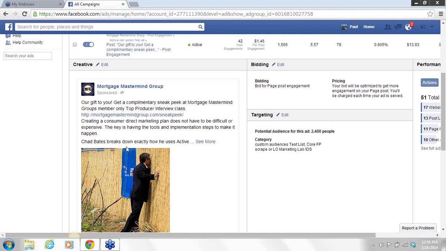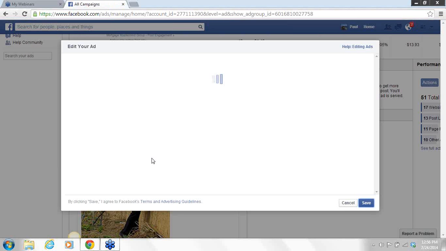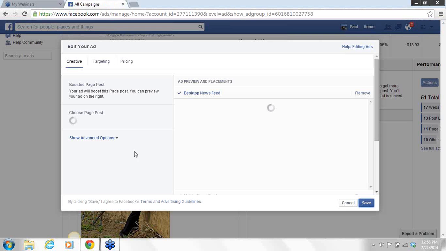Well, let's say I don't like what this says in the actual advertisement. It's not generating enough leads. I'm going to edit the creative part. Now, this is a page post engagement, so I'm not going to have a whole lot of opportunity or options in terms of editing the creative part. But I can certainly do that. I'm doing a boosted page post to a target audience, so I really can't edit too much of the creative.